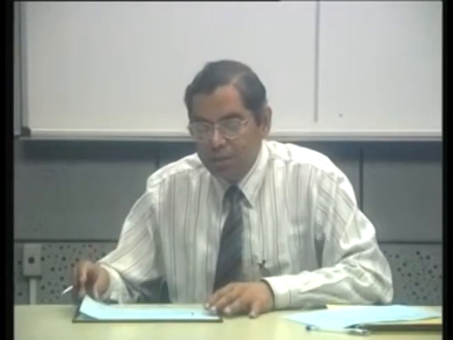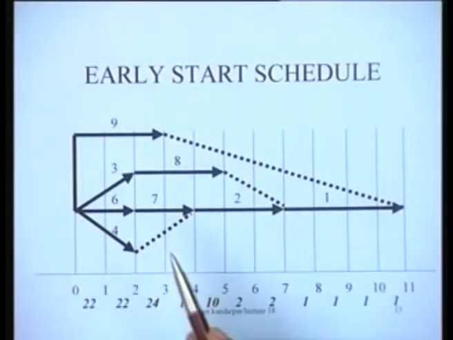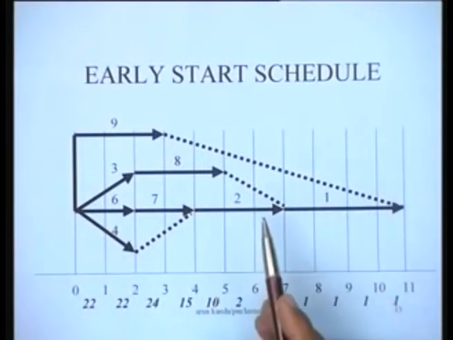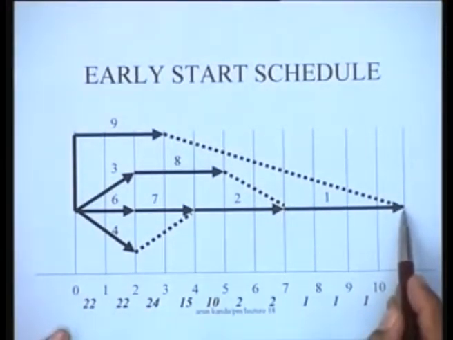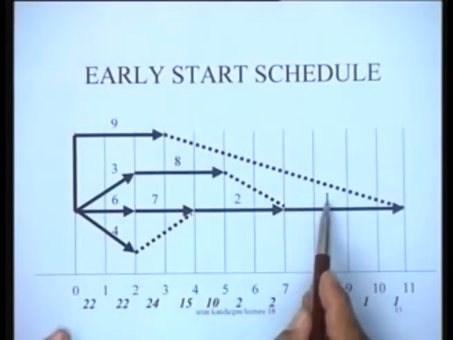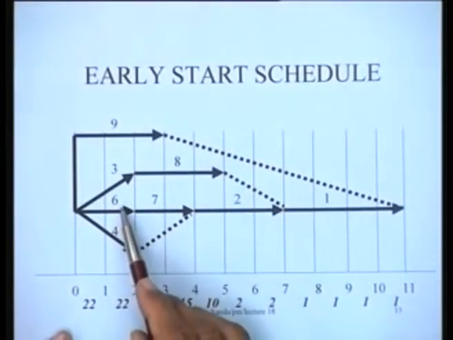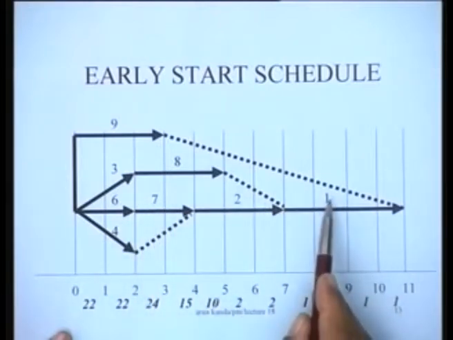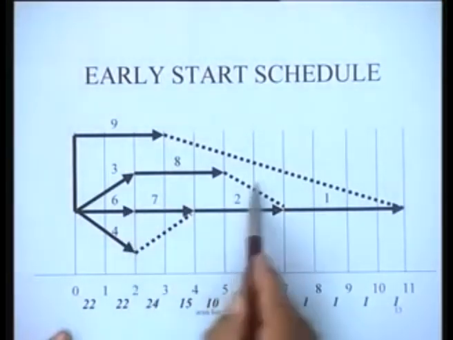Now if we take an early start schedule for this network, the early start schedule for this network is in fact shown in this particular graph. This is a time scaled graph, and what we are finding here is that the critical project duration is 11 days. The critical activities are these 6, 7, 2 and 1. In fact, 6, 7, 2 and 1 refer to the resource requirements, and we can identify the activities by these resource numbers because no two activities have the same resource requirements.